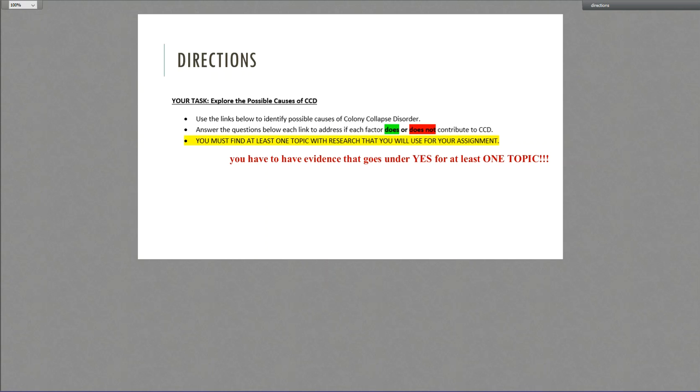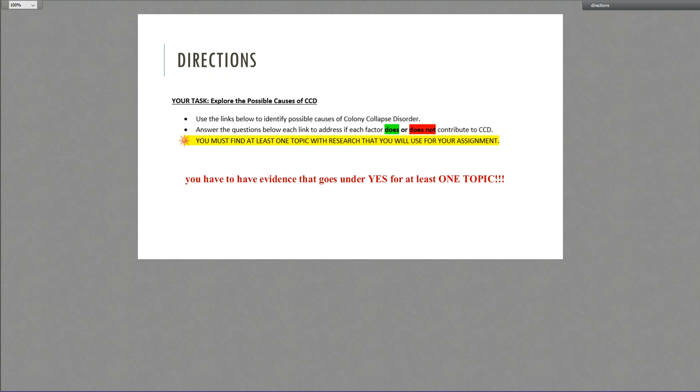Also, this is super important because of the last question on this document, which I keep getting emails and messages about. You must find at least one topic because the last question is asking you, which of these are you going to potentially design a solution for?